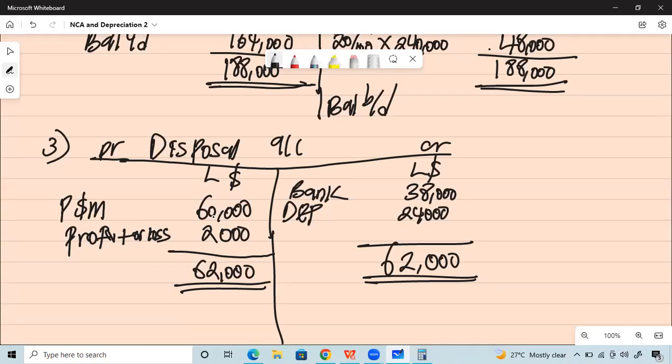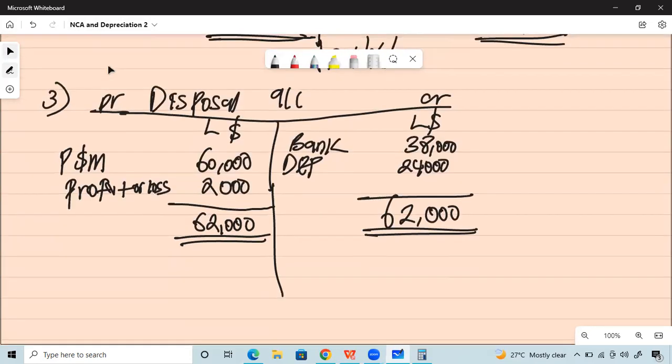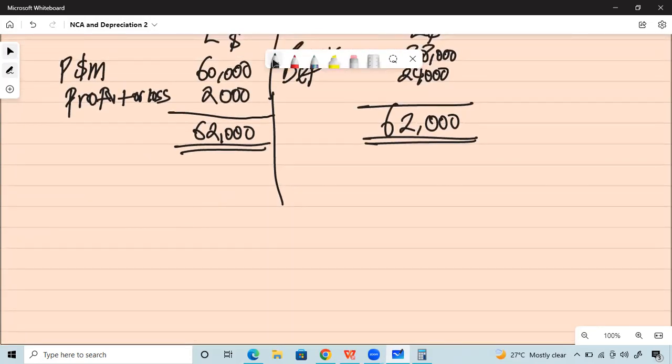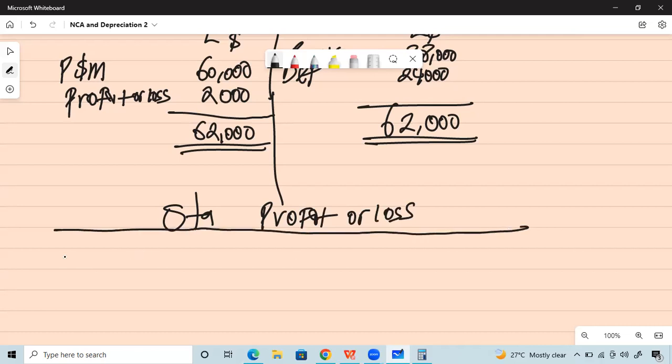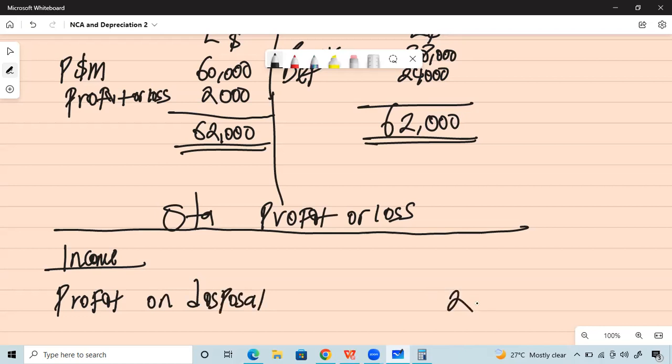Since there's a relevant ledger, you can as well now show your statement of profit or loss. You underline it, please update it very well in your book. You say income, and you say profit on disposal, which is 2,000. Okay, so that is it.